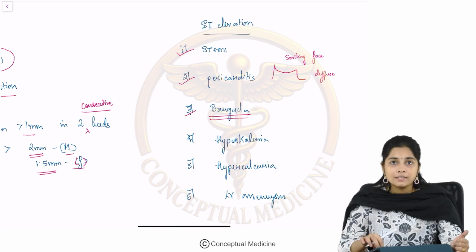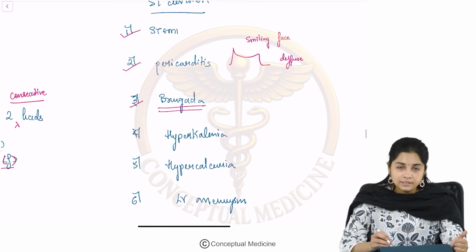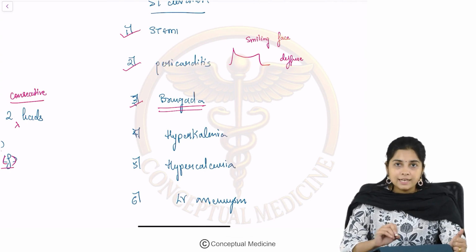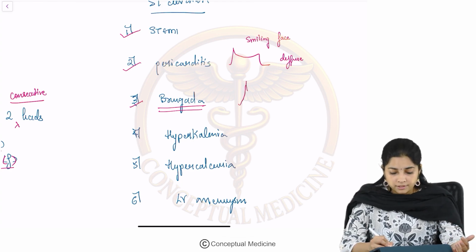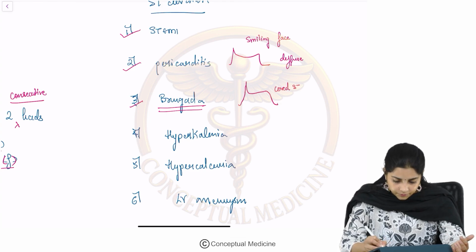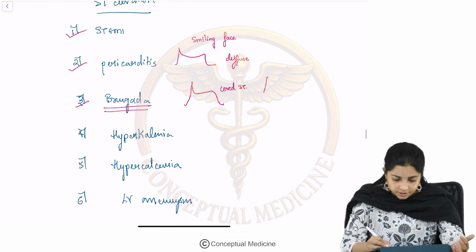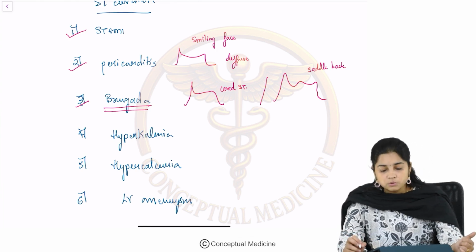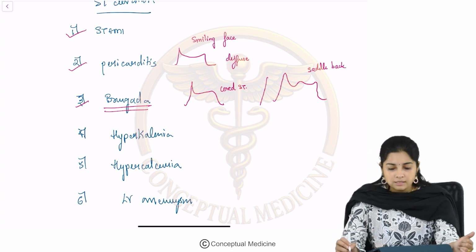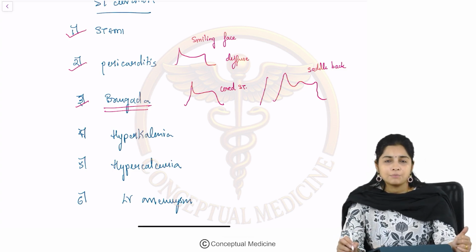Brugada syndrome is an inherited condition which is characterized by ST segment elevation during rest. You can have a coved ST segment elevation or you can have a saddle back ST segment elevation. So these are the patterns that we are talking of.